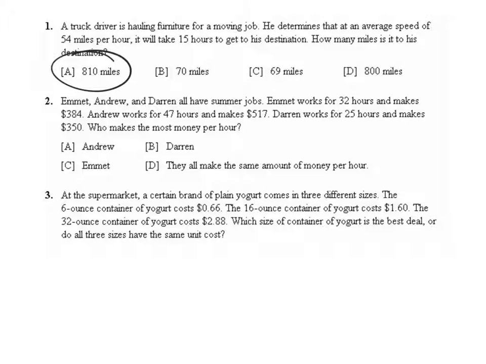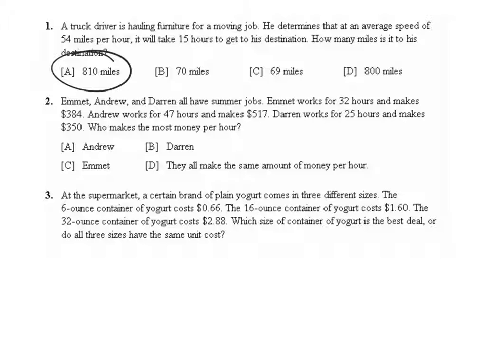Question 2 says Emmett, Andrew, and Darren all have summer jobs. Emmett works for 32 hours and makes $384. Andrew works for 47 hours and makes $517. Darren works for 25 hours and makes $350. Who makes the most money per hour? To solve a problem like this, we need to determine each person's unit rate. The problem gives the total amount earned and the number of hours it took to earn that, but we need to find out how much did they make per hour, our unit rate.